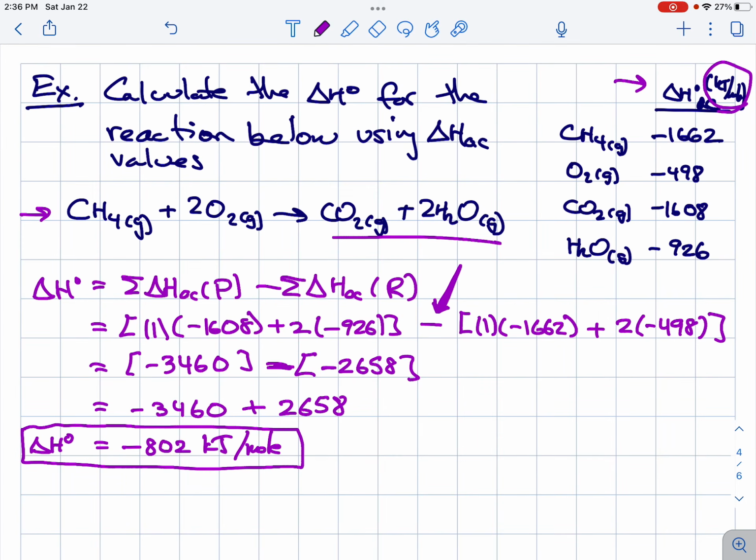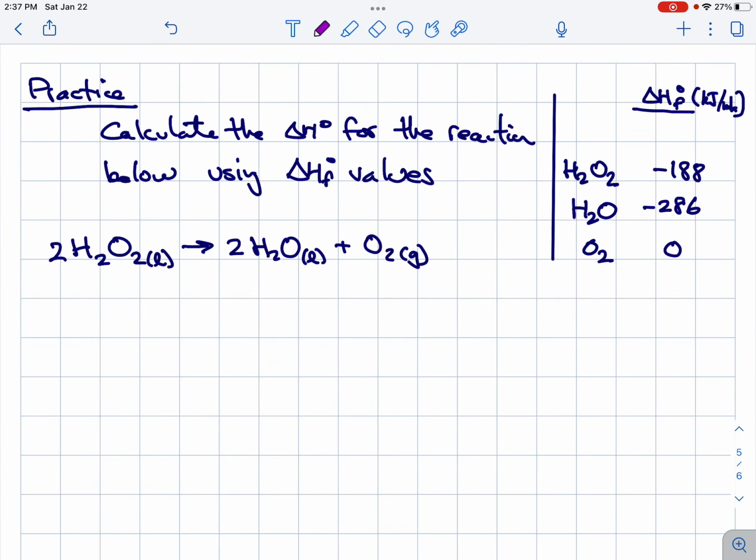Okay, all right. I have a practice problem set up for you here. This one's using delta Hf values, formation from the elements as they exist at room temperature and pressure. So go ahead and pause the video, get out a piece of paper, get your calculator, get your pens and your pencils, do the problem, and then restart the video.